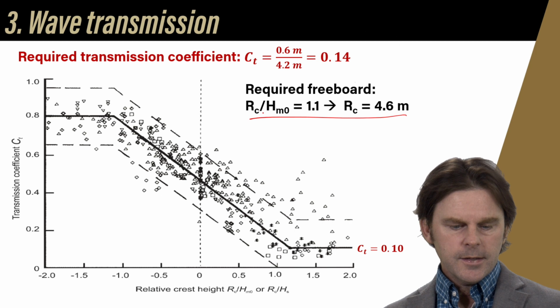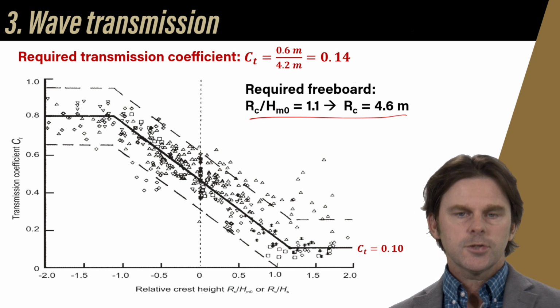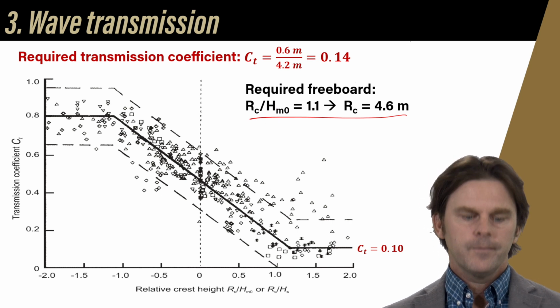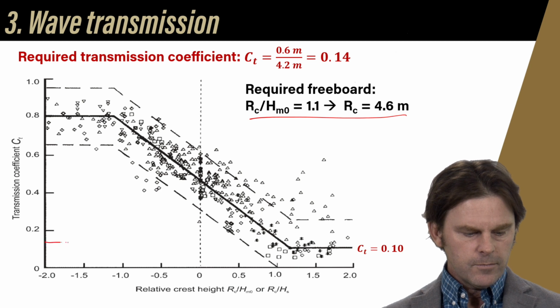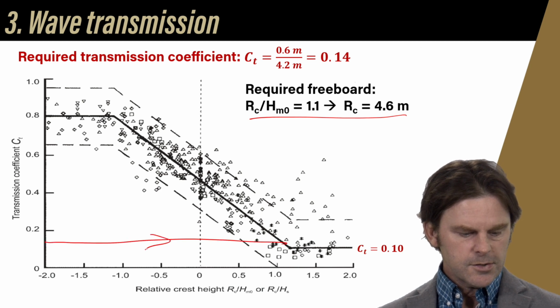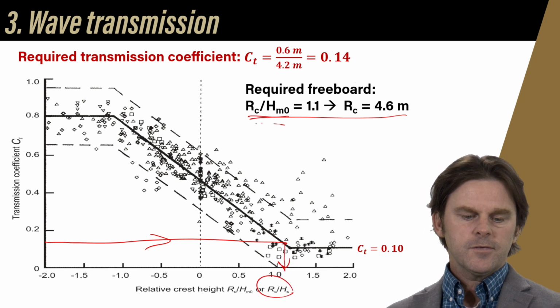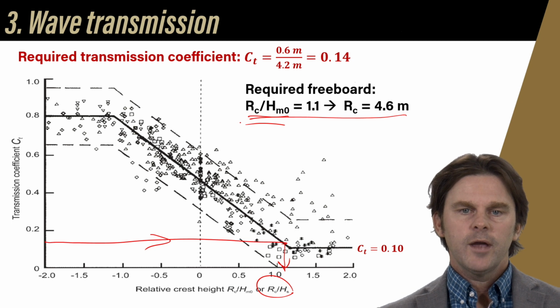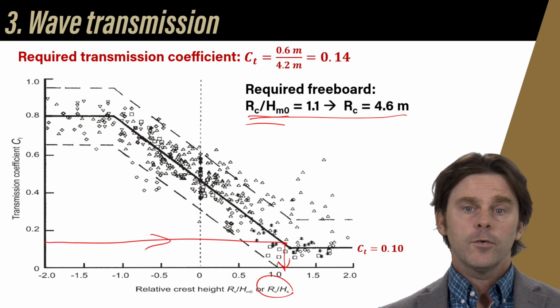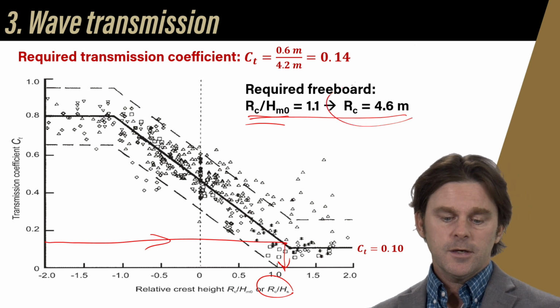Required freeboard, okay, so we have an Rc over H, which is what we need in order to get the transmission coefficient. We do it kind of in this direction. We know we need this transmission coefficient, and now we work our way down here and we get a value of about 1.1. That's for the relative freeboard. We know the wave height at the toe, and we multiply through by that, and we get a required freeboard for the wave transmission of 4.6 meters.